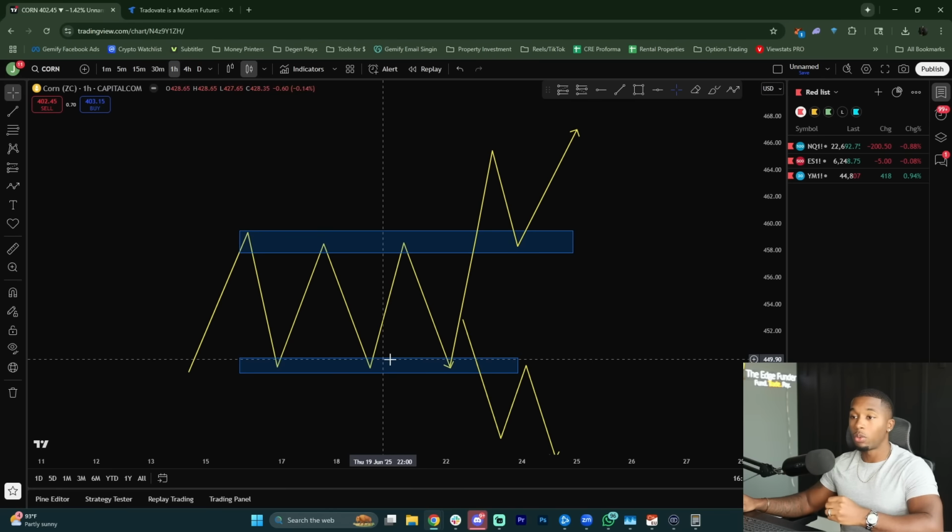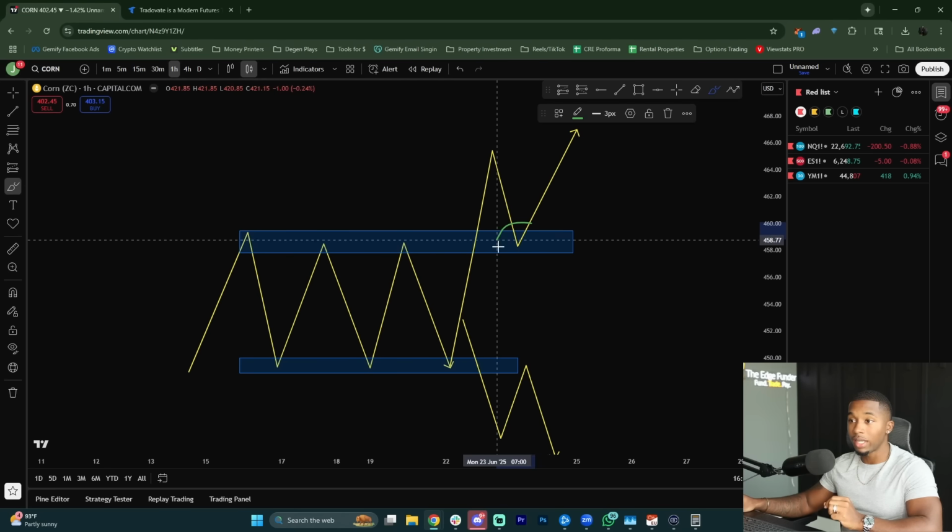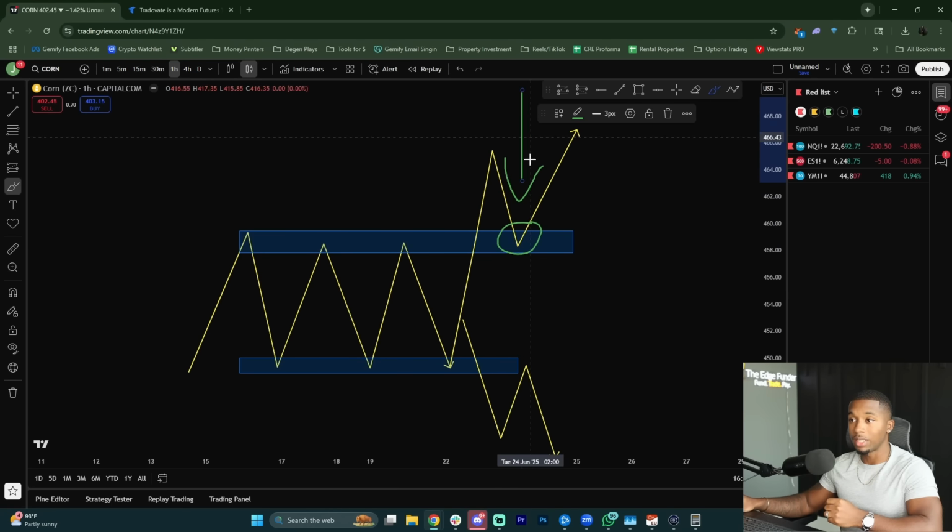I'm looking for these support and resistance zones, and then I'm waiting for price to break out of those support or resistance zones and then come back down to retest it. And right at this area, I'm buying because I know that once price breaks out of these resistance zones, it's going to break above it, come back down to retest it, and I can buy off of this previous resistance zone that's now acting as a support zone.